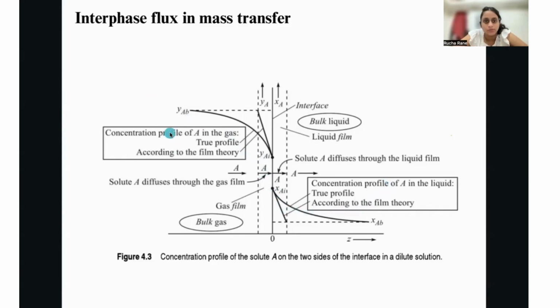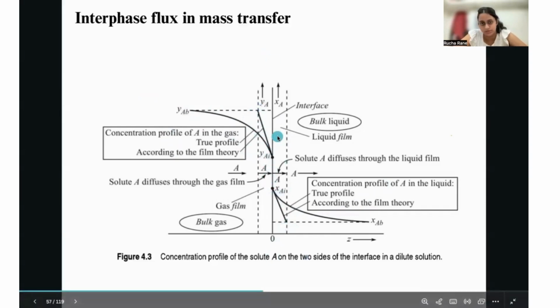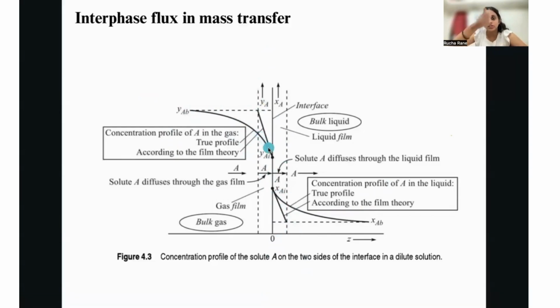Now, this straight line is the ideal way, or according to the film theory, this is the ideal case of the concentration profile happening in the film across the interface. But in the actual case, there is a curvature or a parabola in the concentration profile, which we will study later in the physical significance part.